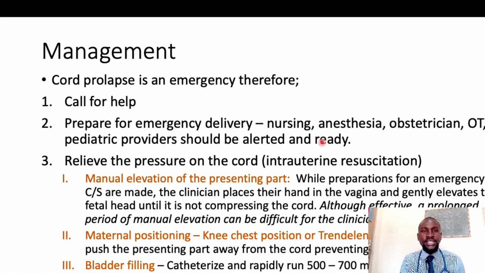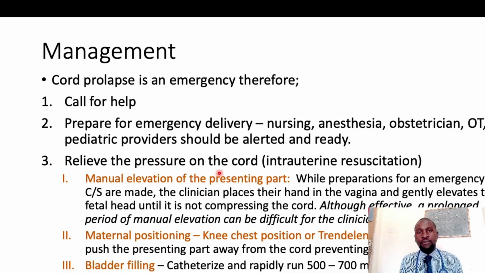As the team is coming, you're already doing these intrauterine resuscitation maneuvers. So relieve the pressure from the cord. How do you relieve the pressure from the cord? Because as long as you leave the woman like that, the presenting part will be compressing on the cord. And because this presenting part is compressing on the cord, it will be cutting off blood supply to the baby.